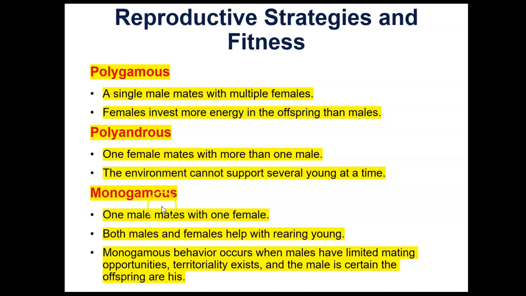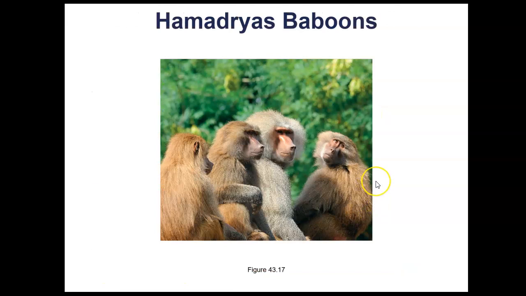In monogamy, where you have one male, one female, at least for a mating season, sometimes it'll be for life, but not always. But usually in monogamous situations, both males and females help raise the young. And this occurs when males have limited mating opportunities or when there's territoriality and the male is certain the offspring are his. So he will put time into raising the young.